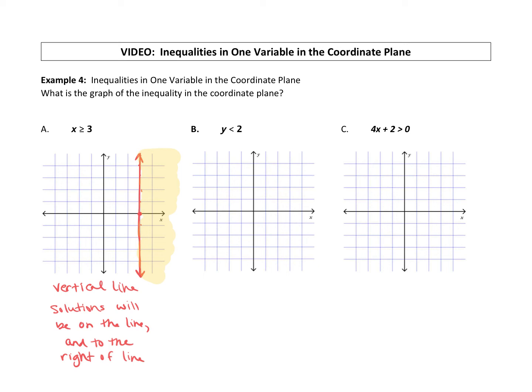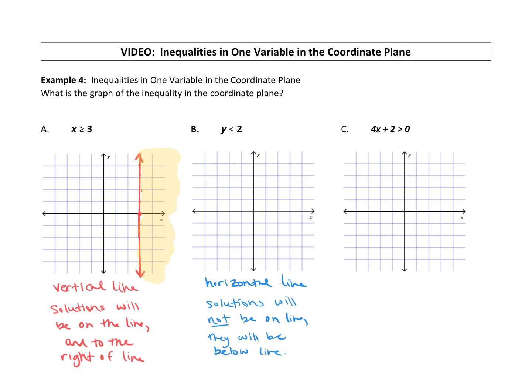All right, our next one, we have y is less than 2. So anytime it's a y and a number, that's a horizontal line. The solutions will not be on the line because it doesn't have the or equal to, but they will be below the line because it's a less than.